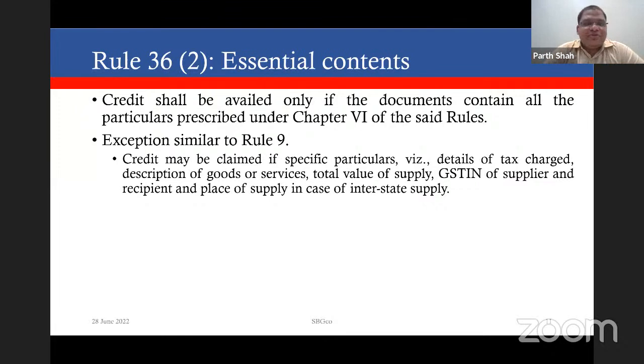Again, these requirements are similar to what we had in the earlier GST and Central Excise credit rules also, but there are exceptions: if the basic documents and basic details are available in an invoice, the claim of input tax credit may not be denied.